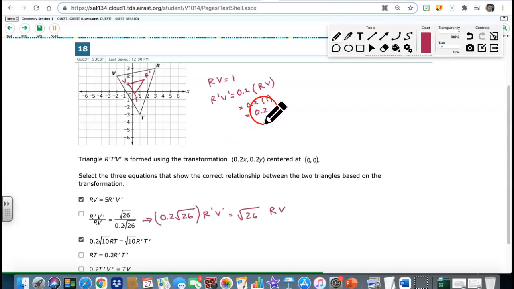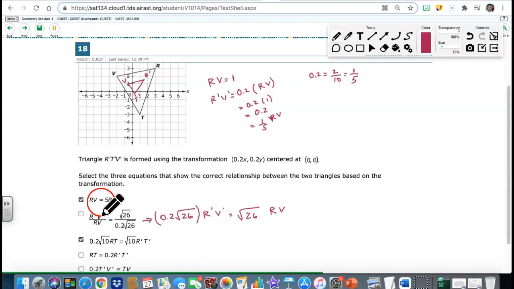If I write 0.2 as a fraction, it is 2 divided by 10. If I reduce by dividing by 2, it's going to give me 1/5. So I can say that R prime V prime is the same as 0.2 RV, or I can say it is 1/5 of RV. All right, scale factor. I just want you to understand that the original, the pre-image, is bigger than my image, which is the transformation.